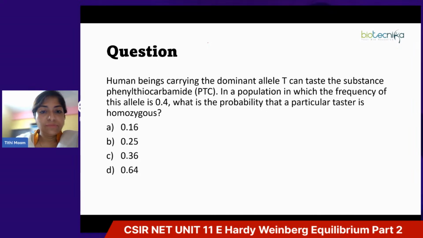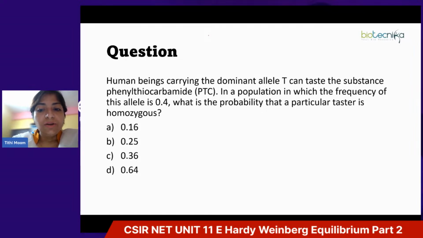Okay, moving on to the next question. Human beings carrying the dominant allele capital T can taste a substance called phenylthiocarbamide, which is PTC. In a population in which the frequency of this allele is 0.4, what is the probability that a particular taster is homozygous? In this question, you not only have to apply the Hardy-Weinberg equilibrium concept, but you also have to apply probabilities as in genetics, like how you see it in the Mendelian principle. That concept also needs to be applied here.